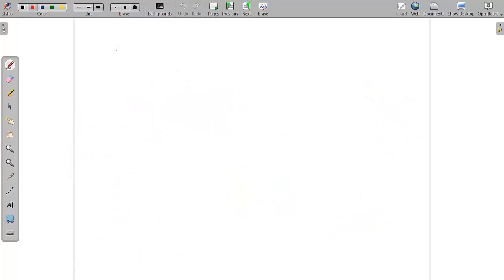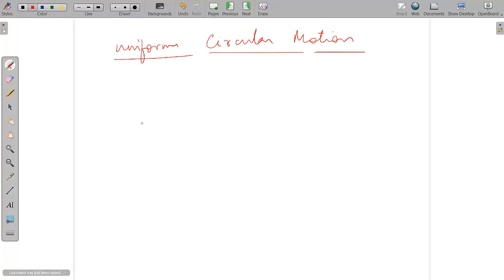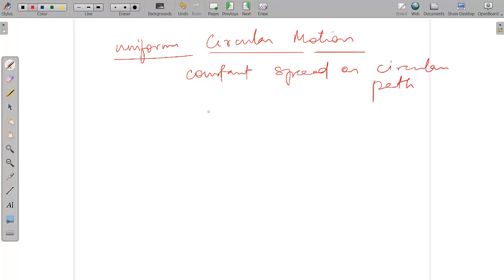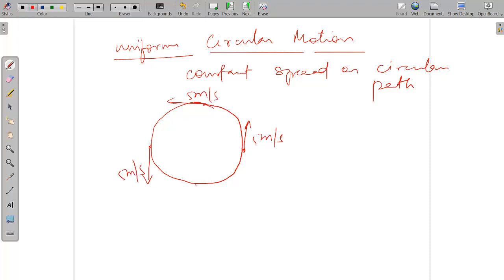For simplicity, we will study uniform circular motion now, and we will solve a few questions. When you get some confidence on those things, we will move on to non-uniform circular motion, where the speed will be changing. Uniform circular motion means constant speed on the circular path. So the speed is constant, but the velocity is always changing. In the previous example, 5 meter per second is the speed. The velocity is changing because the direction is changing, but the speed is the same. This kind of circular motion is called uniform circular motion.